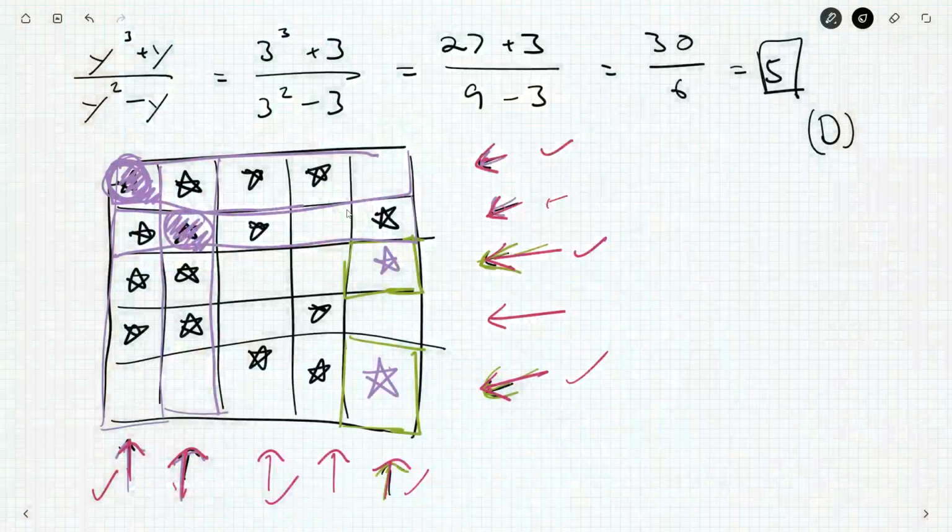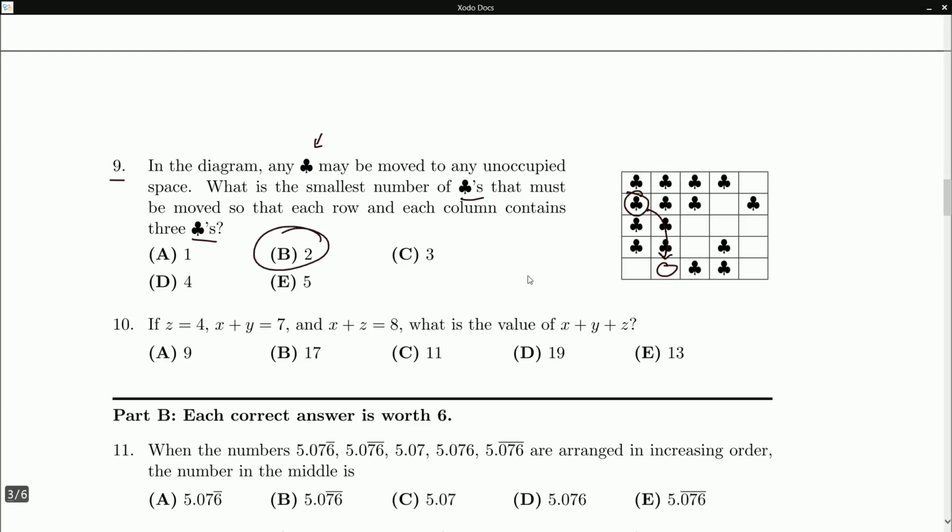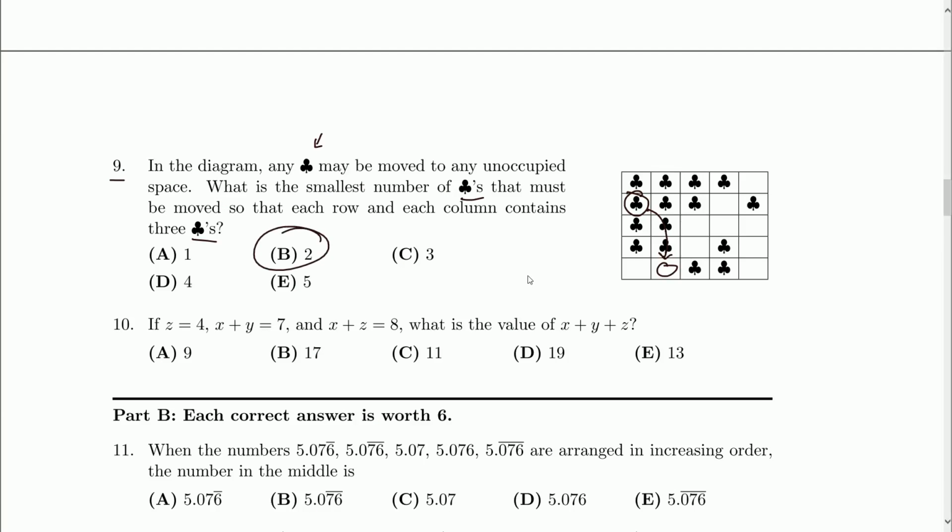I think that's B. I think they were going up in order. Yes, it is. So that was a nice little question. I like that one. Kind of nifty.